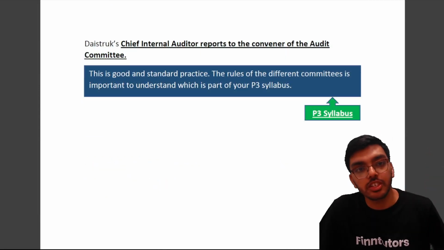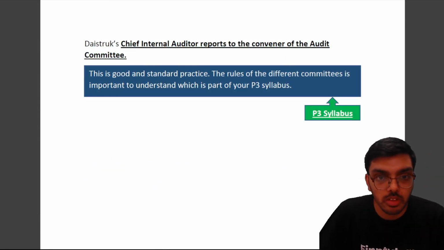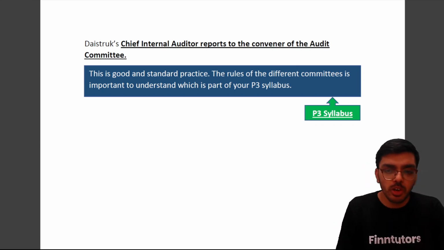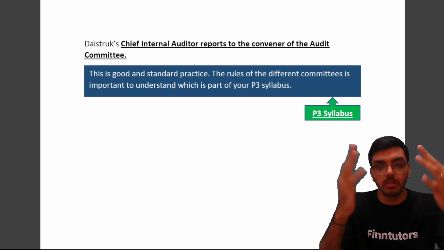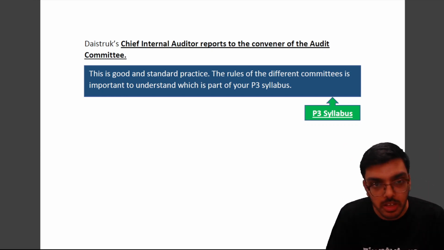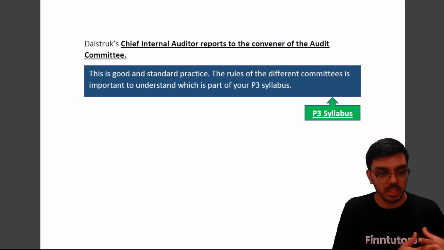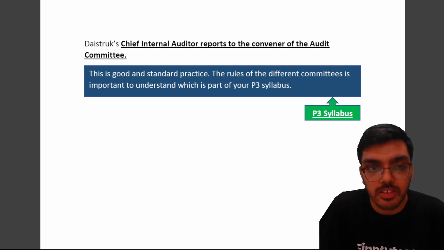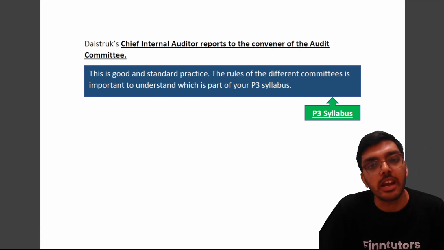They're telling us that Daistruk's chief internal auditor reports to the convener of the audit committee. So we know that the audit committee comes at the top. Under that, you'll have the chief internal auditor who will report to the audit committee. Under the chief internal auditor, there will be the internal controls manager, and there will be different internal controls that are set. So this is good standard practice.